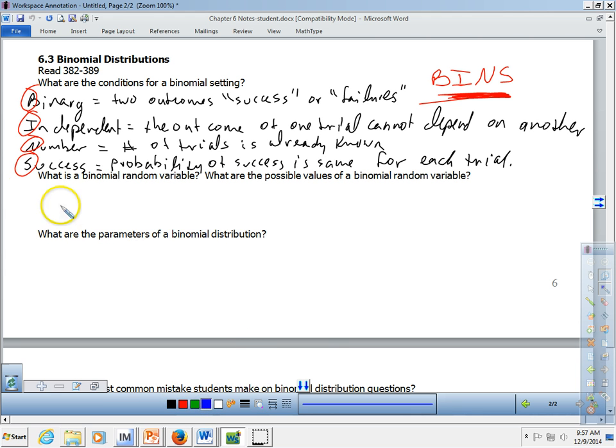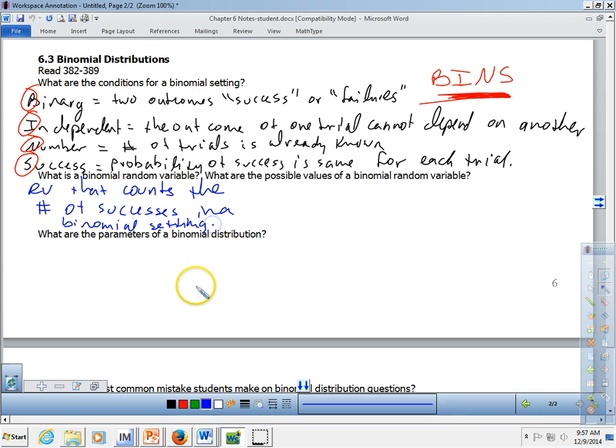So then that leads us to a binomial random variable. The definition of a binomial random variable is simply a random variable, so it's still going to be a variable that describes some chance process that takes on numerical values, right? So it's a random variable that counts the number of successes in a binomial setting.